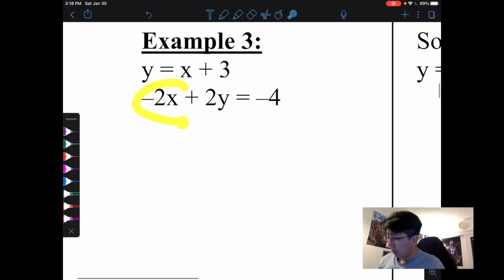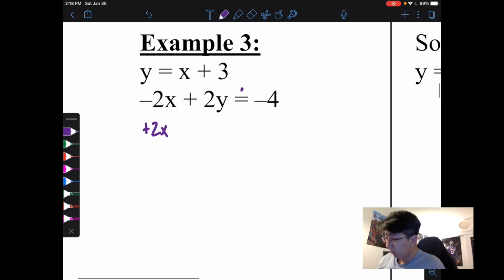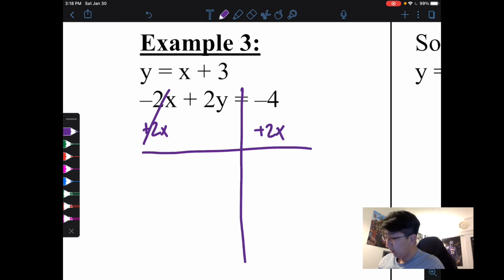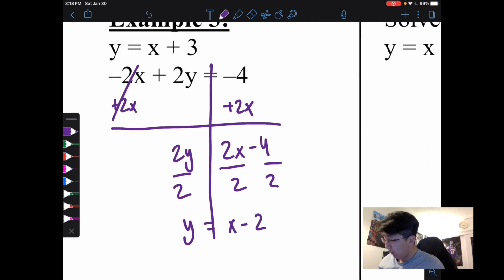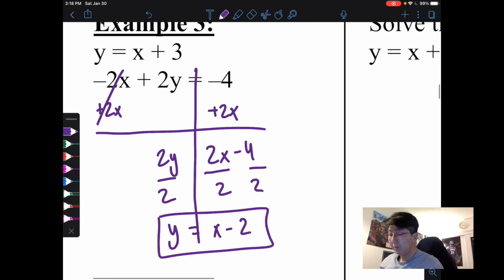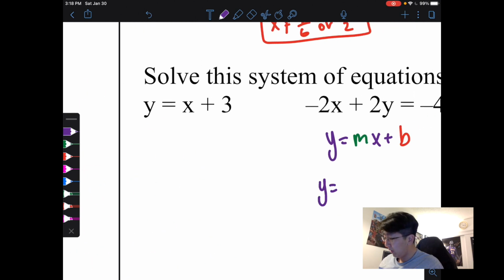So, I'm going to go ahead and get this equation in y equals mx plus b form. I'm trying to get y by itself. I need to do everything I can to get y by itself. So the first thing I need to do is get rid of 2x. I'm going to add 2x. Get rid of that. So I have 2y equals 2x minus 4. Divide both sides by 2. And y equals x minus 2. So that's my equation. So this right here is y equals x minus 2.